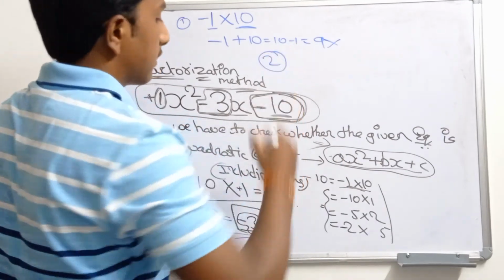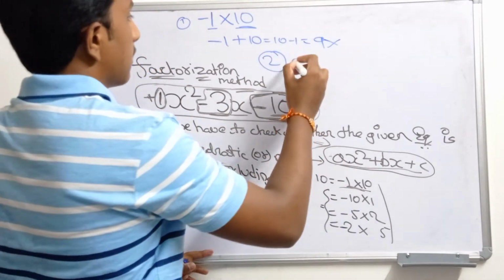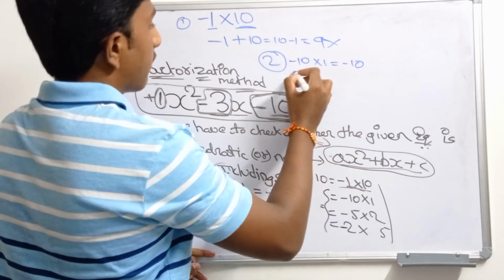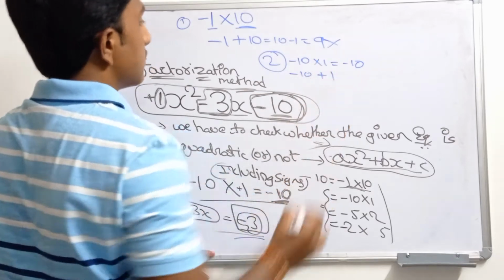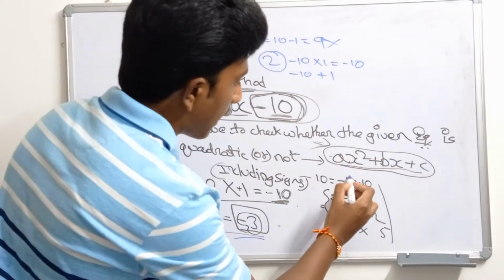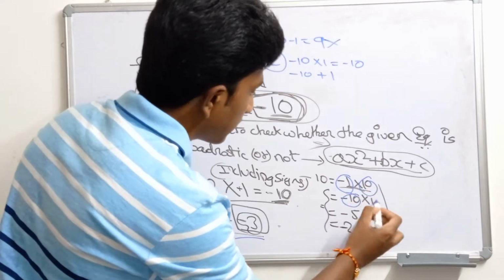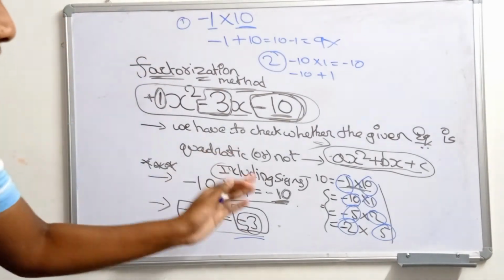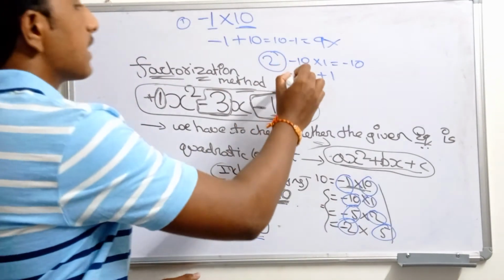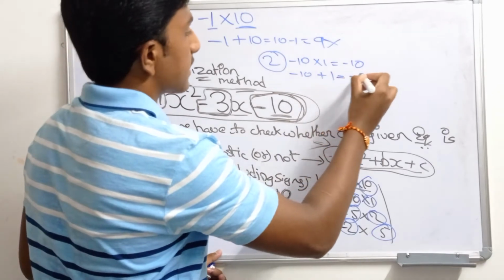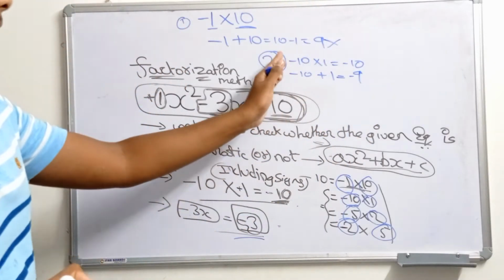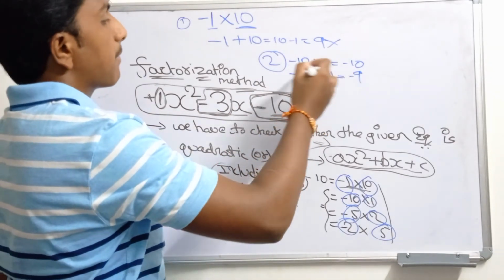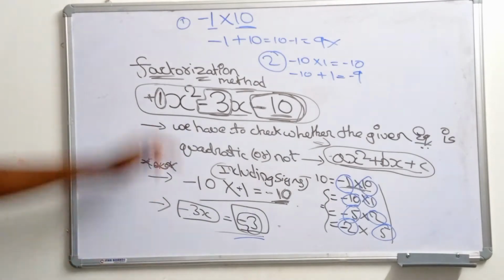Coming to the second one, minus 10 and plus 1. Minus 10 into plus 1 is equal to minus 10. When you add minus 10 and 1, you just have to write those factors and add them. You have to just add those factors, guys. Minus 10 plus 1 means 1 minus 10, minus 9. Minus 10 into 1 is equal to minus 10, and minus 10 plus 1 is equal to minus 9. Guys, is it clear?